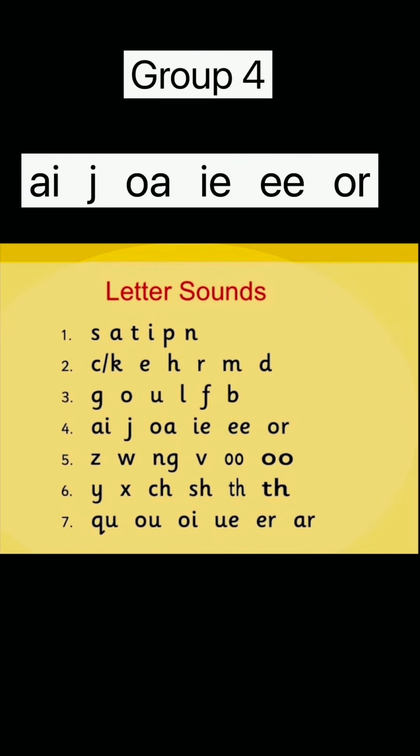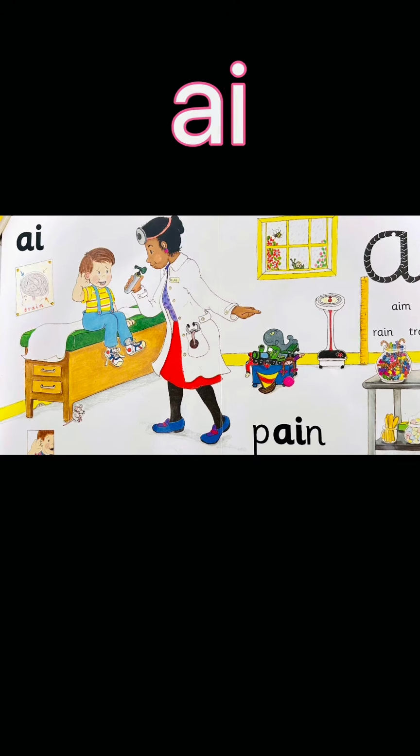Now group 4. Here we have AI, J, OA, IE, double E and OR. Sound of AI. AI is a long vowel of letter A. For action, cup hand over ear and say ay, ay, ay.